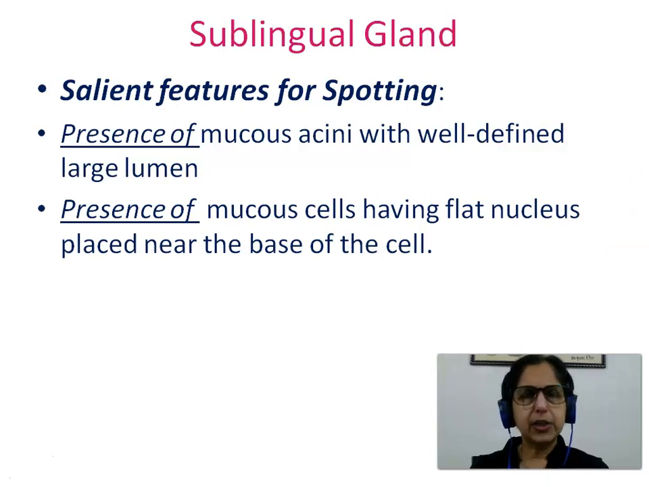Salient features for spotting a slide of sublingual gland will be presence of mucous acini with well-defined large lumen, presence of mucous cells having flat nucleus placed near the base of the cell. Thus, we have studied the basic features of the gland, the different ducts, and the different types of acini, and then we go on to study the three important slides here, that is histology of a serous gland, that is parotid gland, mixed salivary gland, that is submandibular gland, and mucous salivary gland, that is the sublingual gland.